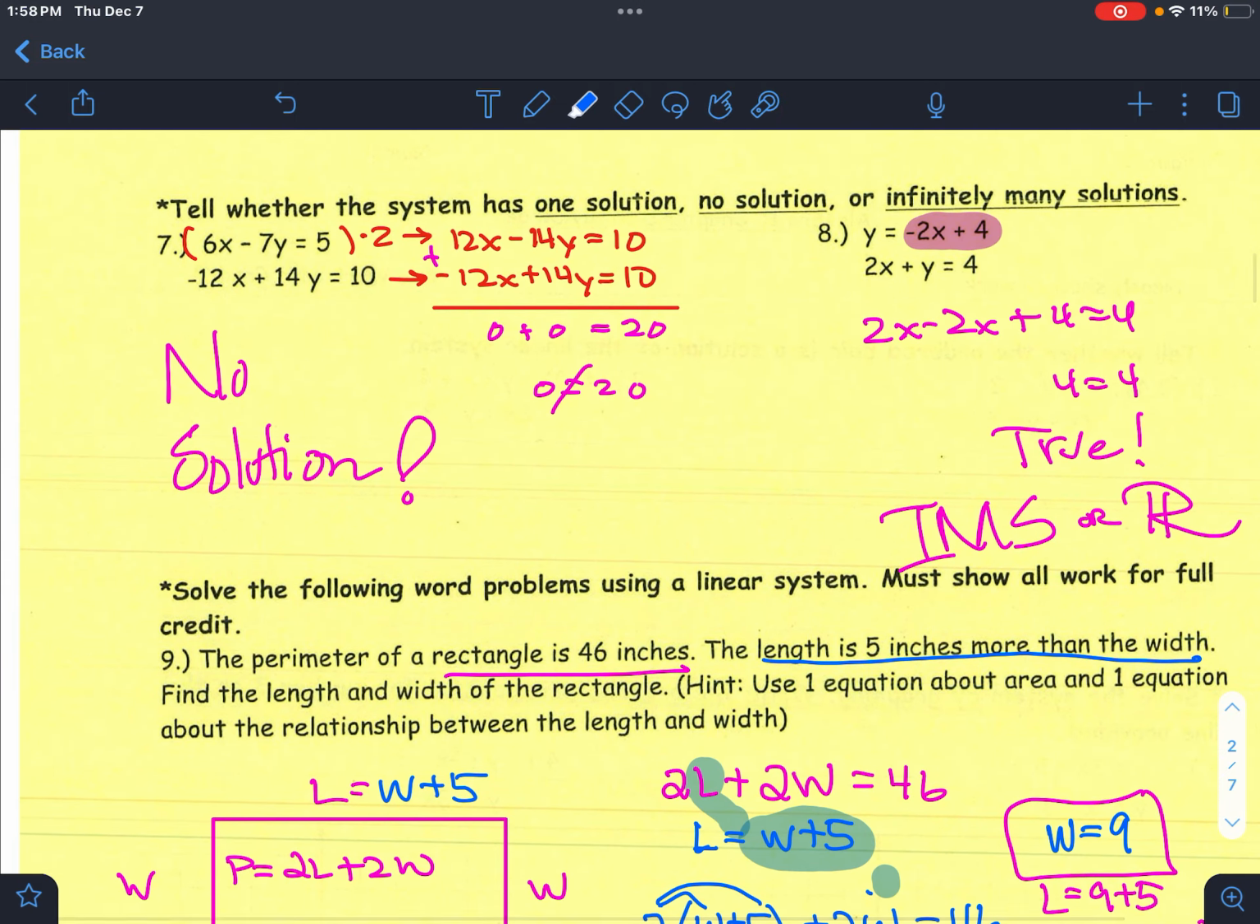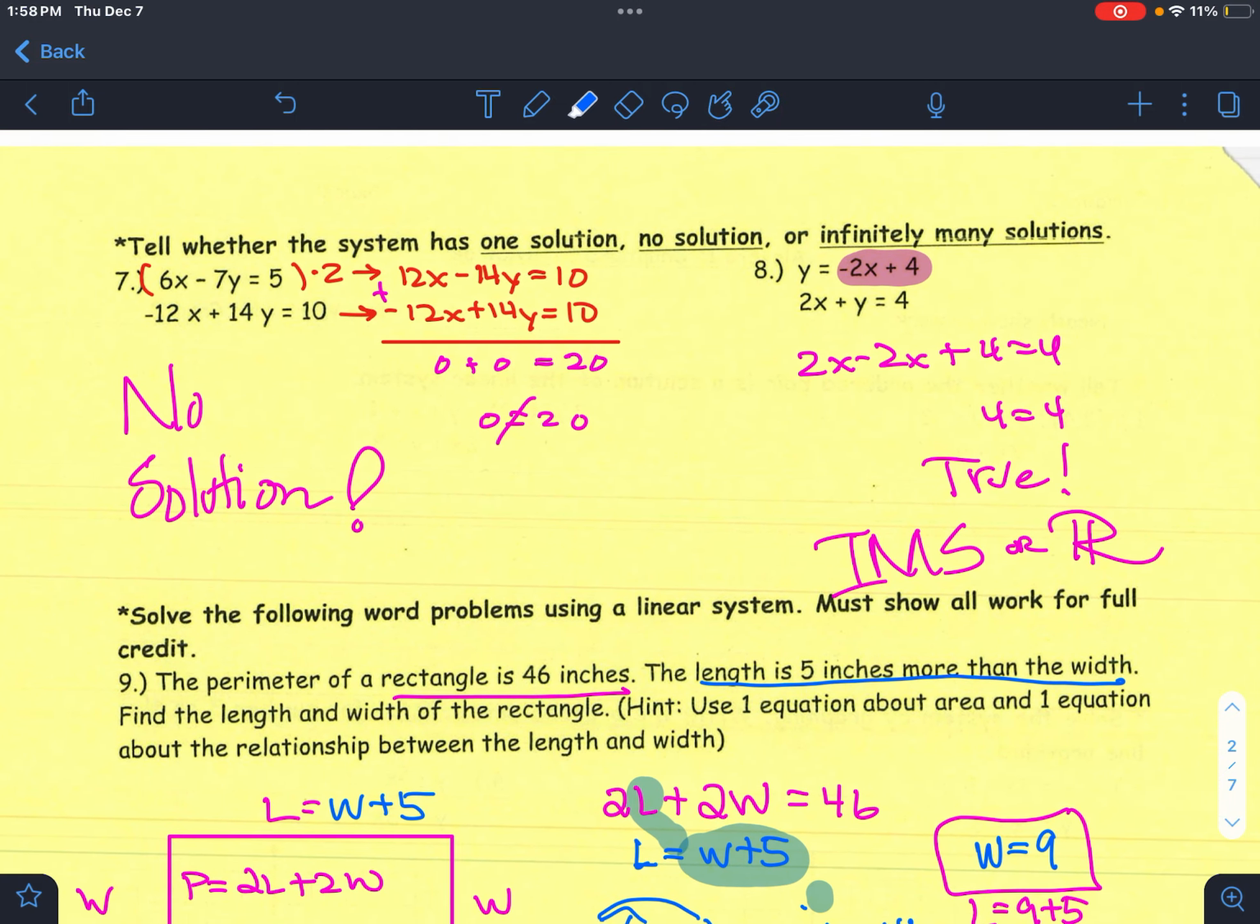On the next page, we're using elimination on the first one to see that it's not a solution because everything eliminated, the x and the y's, but 10 plus 10 is 20, so 0 does not equal 20, so it's not a solution. And on number 8, it's set up to substitute, and when I substituted in for the y value, I see that the x's eliminate, and I get 4 equals 4, which is true. So I know that is infinitely many solutions.